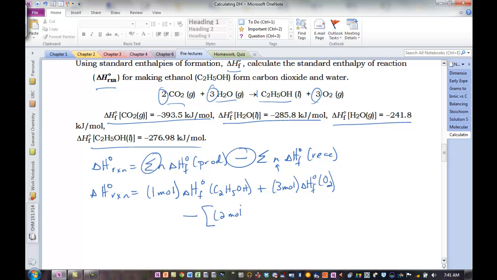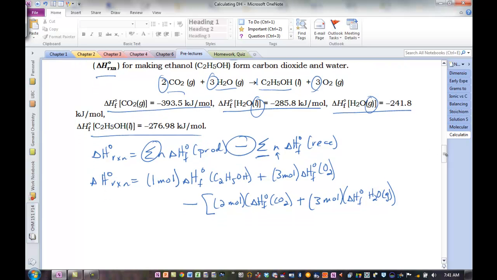2 moles of CO2 times the delta H of formation of CO2. Sum plus the other reactant, 3 moles of water, and that's the delta H formation of H2O. Now make sure you notice this is H2O gas, and that'll be important. The phase does matter. And you'll notice, because I'm a tricky guy, I gave you both H2O liquid, water, and H2O gas, water vapor. So you have both. Make sure you choose the right one. It's obvious in this case. All right, so let's start plugging in. Plug and chug. We like plug and chug, don't we?